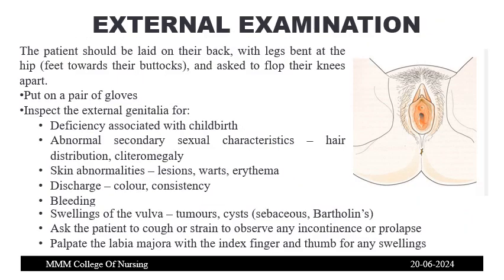Next is the external examination. Before touching the patient, before inserting an instrument, just look at the introitus or the perineum and do the examination. The patient should be laid on their back with the legs bent at the hip, feet towards their buttocks, and asked to flop their knees apart. Put on a pair of gloves, inspect the external genitalia for deficiency associated with childbirth, abnormal secondary sexual characteristics, any hair distribution, clitoromegaly, and skin abnormalities like lesions, warts, erythema, discharges.